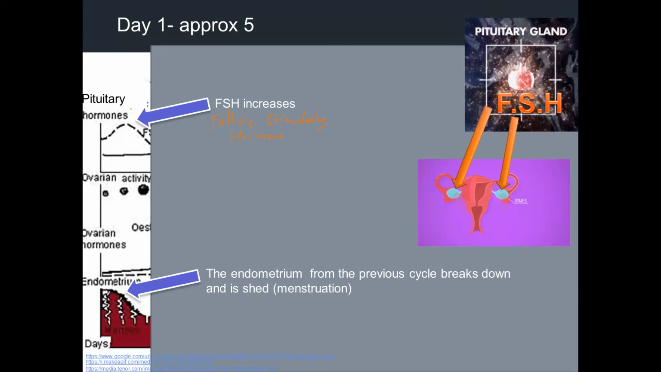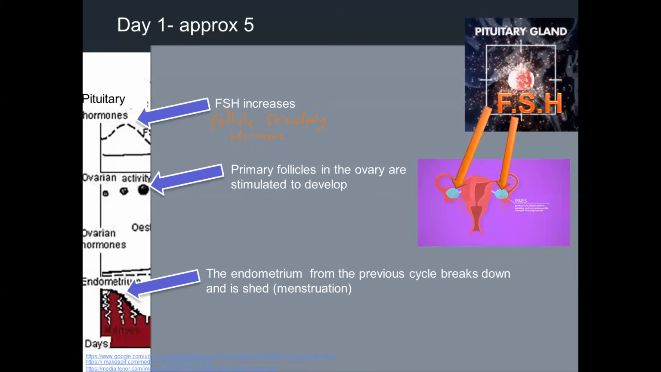And this increase in FSH will cause the primary follicles in the ovary to start to develop. To develop, we mean it is growing. So the primary follicles start to grow and increase in size as a result of follicle stimulating hormone.